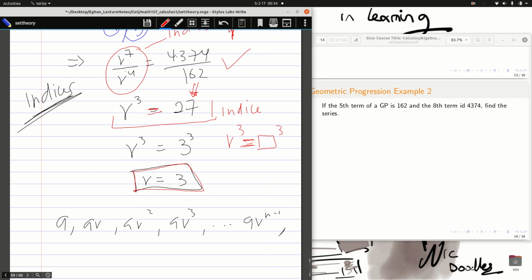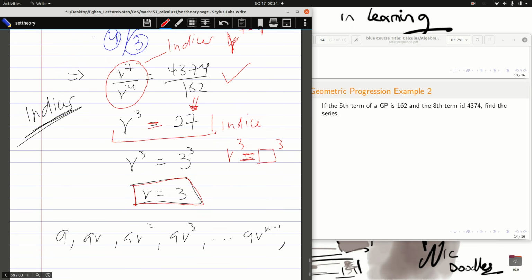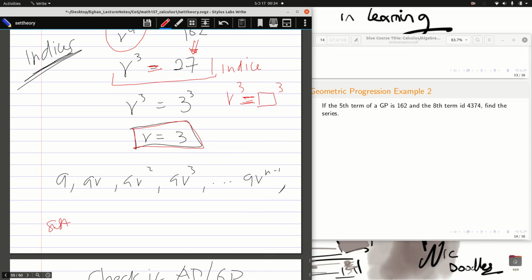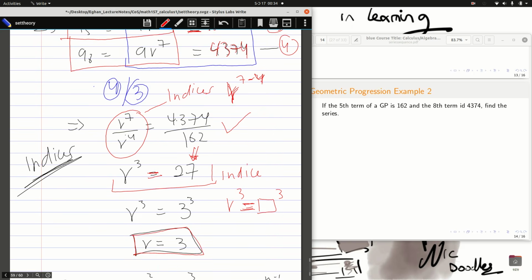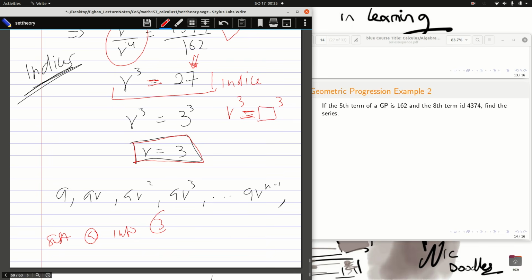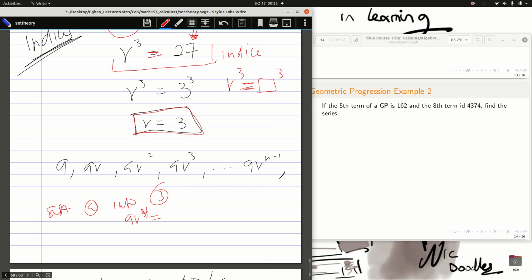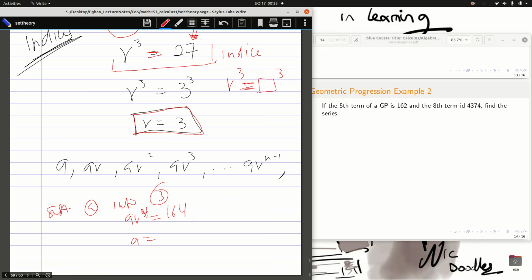If I have r equals 3, I can find a. How do you find a? It means I can substitute r into any of the equations. Substitute into, let's say, equation 3. From equation 3, we had ar to the power 3 is equal to 162. It means a is equal to 162 over r to the power 3. We've already found what r is, so by substitution you should be able to find a value for a, and then I use this to find the sequence.